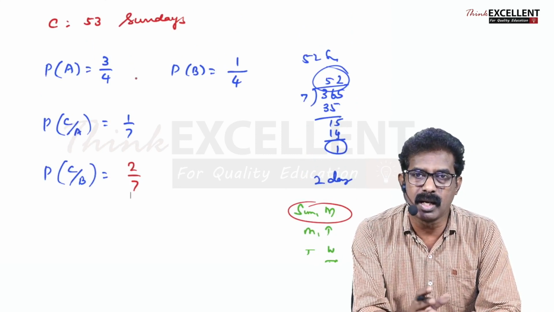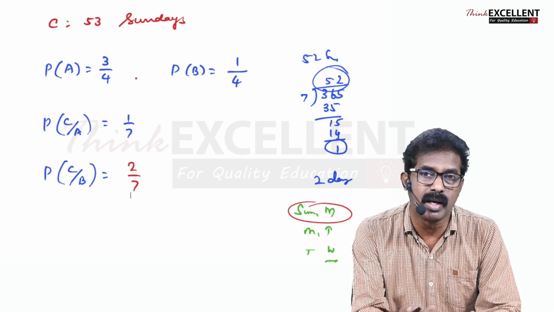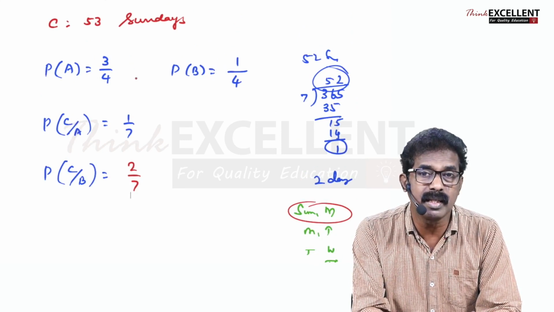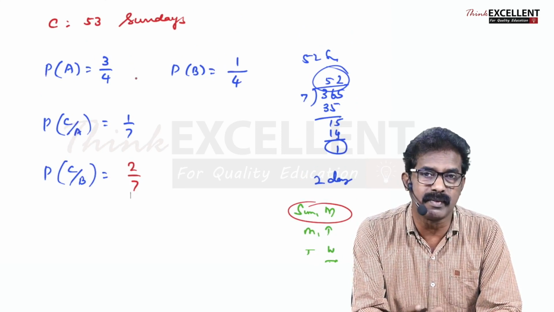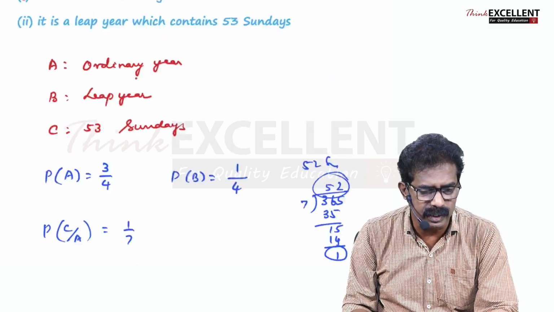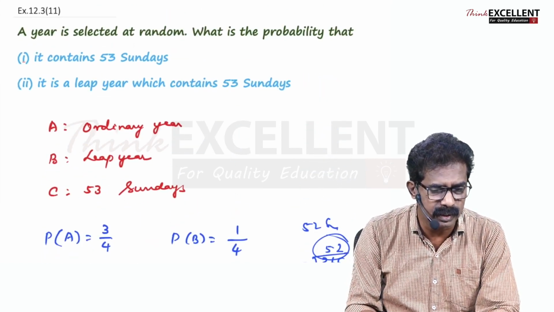So these are the 4 probabilities you remember. Probability of selecting a leap year is 1 by 4. Ordinary year 3 by 4. Ordinary year containing 53 Sundays 1 by 7. Leap year containing 53 Sundays 2 by 7. Okay, so with this idea, all these we studied in 10th standard.